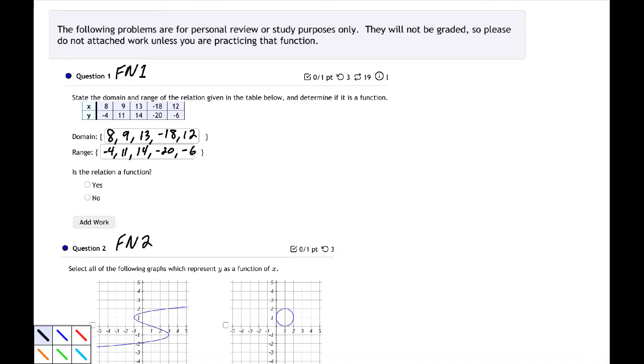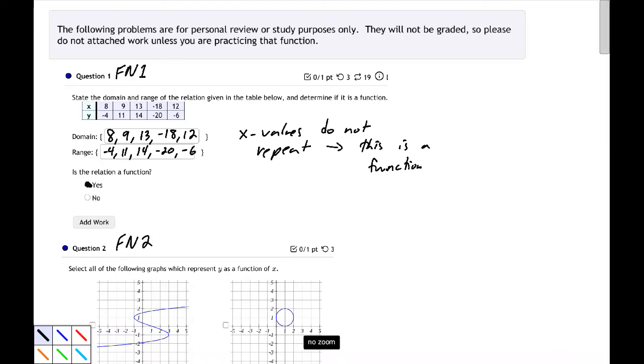Is the relation a function? Remember, the definition of a function is that every x value has exactly one y value. Another way to say that is that our x values cannot repeat, and since none of ours repeated, this one is in fact a function. So yes. Let me say that here again: x values do not repeat means or implies this is a function. If the x values do repeat, then it is not a function.